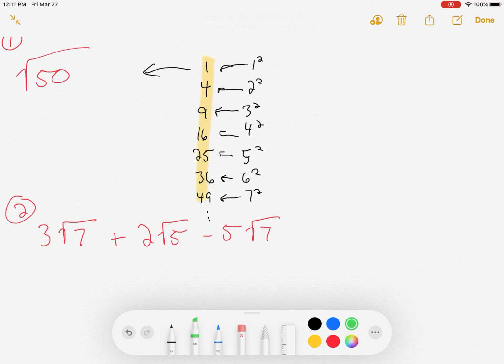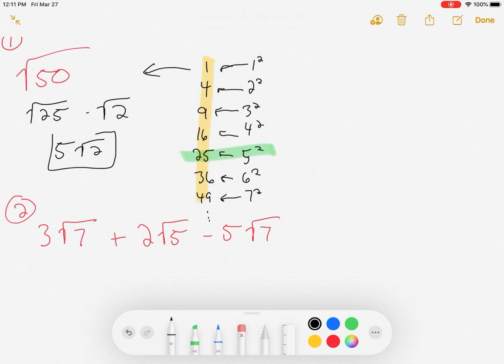And you should be saying, well, 25 times 2 is 50. So I break it down to be the square root of 25 times the square root of 2. And now we know the square root of 25 is 5. So our final answer is 5 times the square root of 2. But we just write it as 5 square roots of 2 like this. Okay, that skill is needed to do the next part.